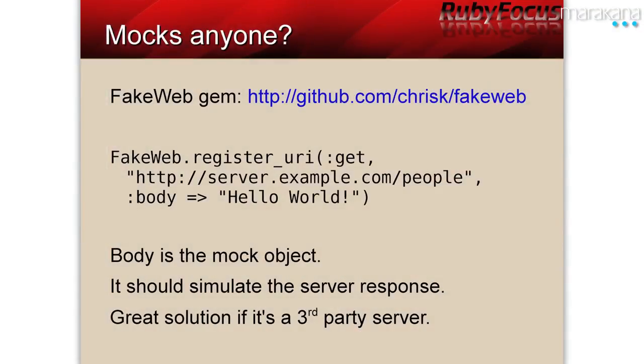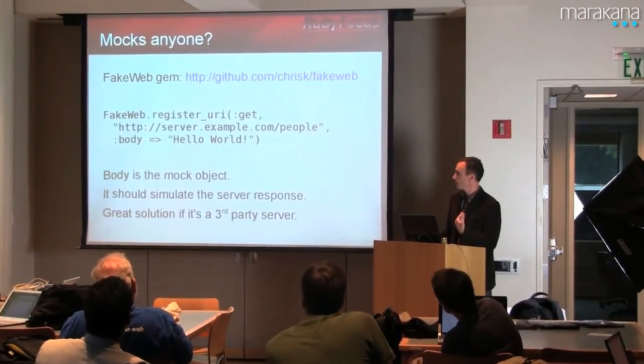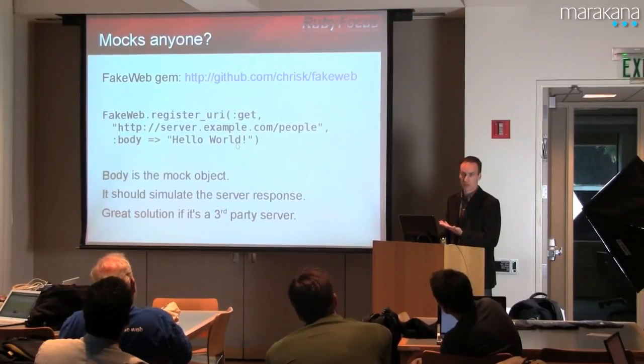What I would like to do is something like this. I would like to have some way to pretend that there is some sort of remote server here, through FakeWeb. FakeWeb is a way to pretend that some URL exists. It's a GitHub gem, a great gem. You can register some URI and specify the response. So if the test code goes against this URI, then it should return this test response.